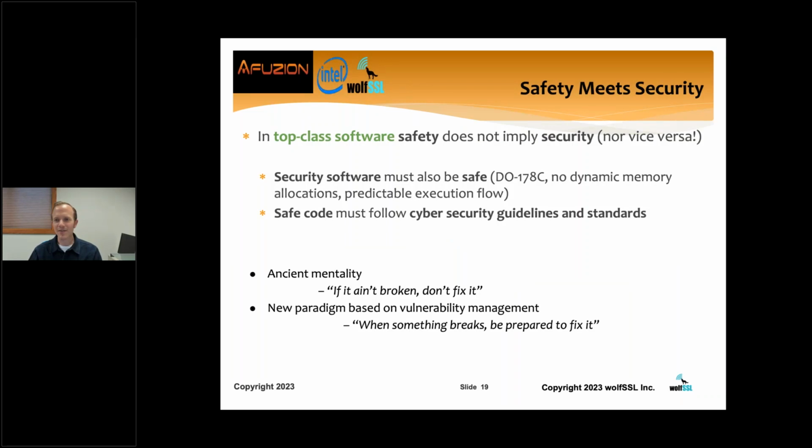Now, if we look at safety and how that compares to security, top class or high quality software safety does not necessarily imply security or vice versa. So security software must also be safe, and that's where things like DO-178C, no dynamic memory allocations, and having a predictable execution flow all come into the picture. Also, safe code is not necessarily secure by itself. So safe code must still follow cybersecurity guidelines and standards. The ancient mentality is if it ain't broken, don't fix it. Well, the new paradigm based on vulnerability management is something along the lines of, when something breaks, be prepared to fix it.